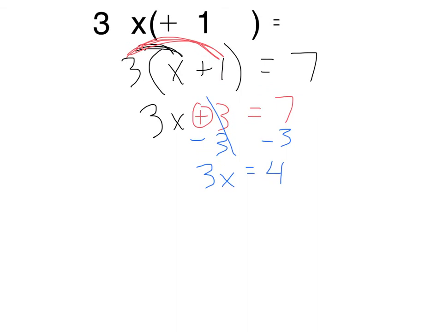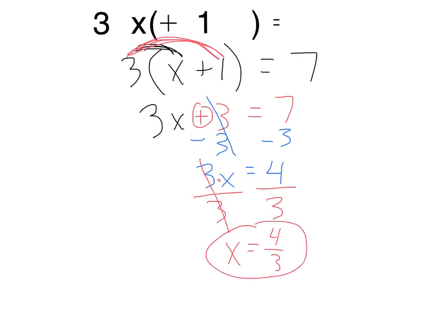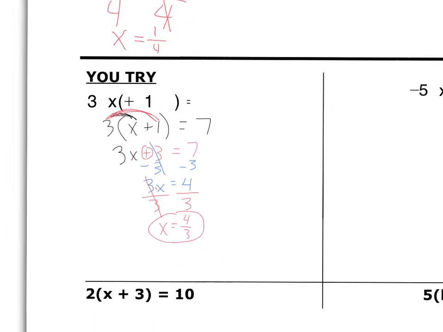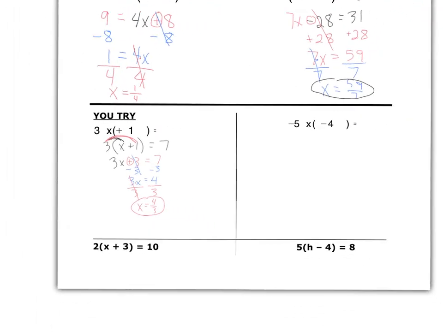Okay, so let's go ahead and undo our multiplication between our 3 and an x. Undo multiplication with division. The 3's cancel out. We have x equals 4/3. Okay, remember it's okay to have answers as fractions. You aren't always going to have whole numbered answers.